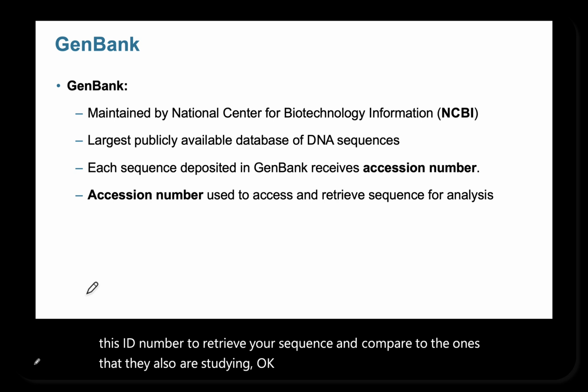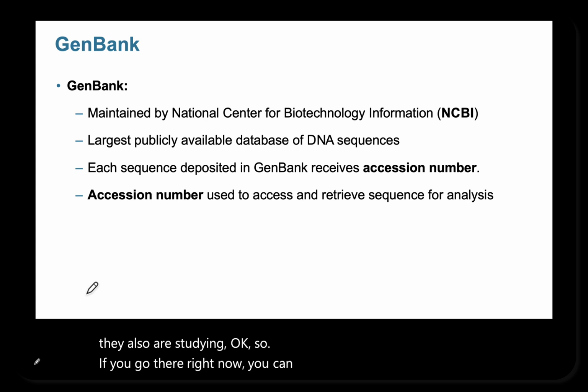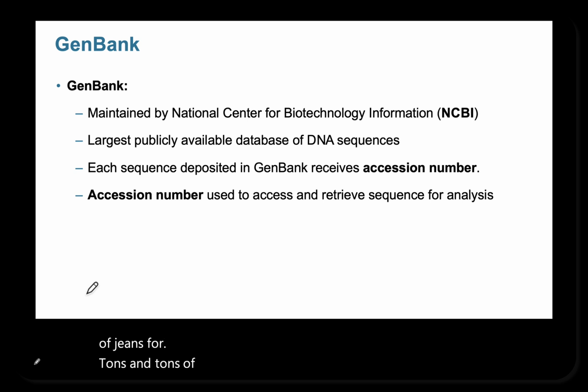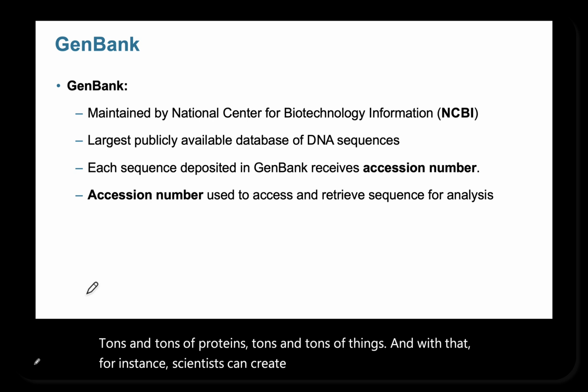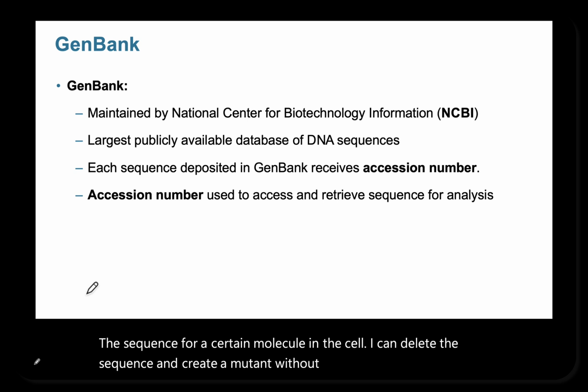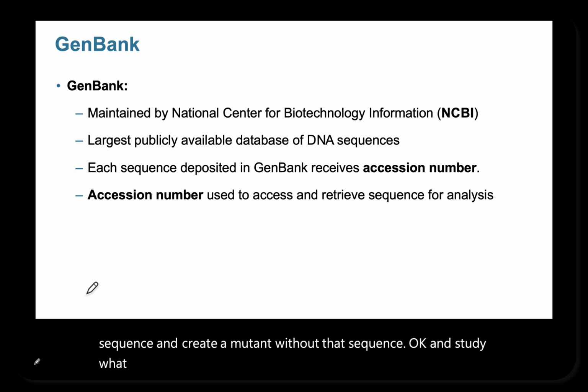So if you go there right now, you can find literally sequences of genes for tons and tons of proteins, tons and tons of things. And with that, for instance, scientists can create mutants. By knowing the sequence for a certain molecule in the cell, I can delete that sequence and create a mutant without it, okay? And study what the effects of the deletion of that gene are in the organism.